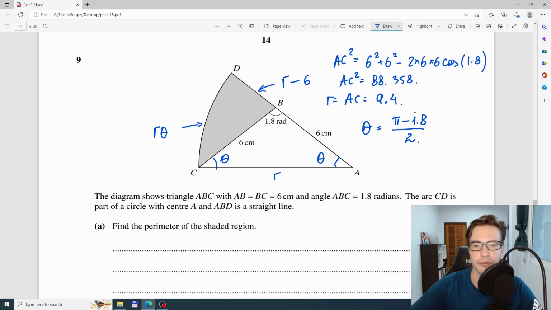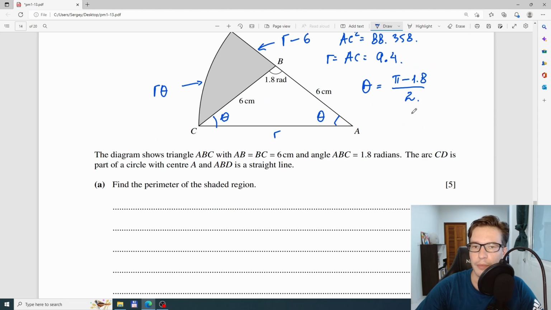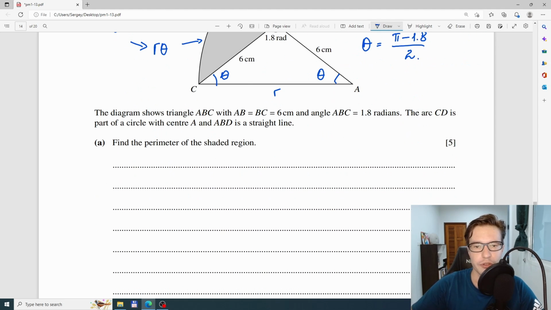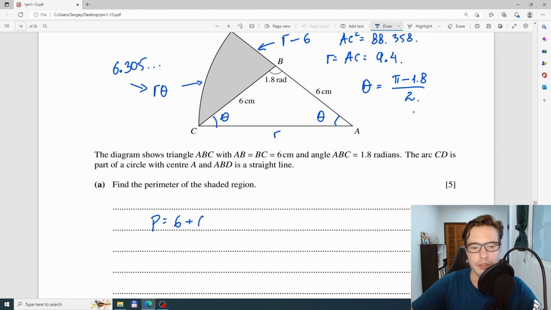Okay, now we know everything to find the perimeter. So radius minus 6, that's going to be 3.4. Now radius times theta is going to be 6.305. Now all we have to do is add everything up. It's going to be 6 plus 6.305 plus 3.4. And that is 15.7. And that's the answer.